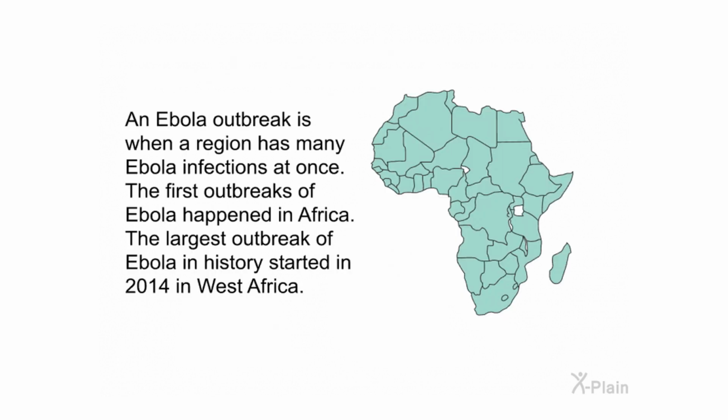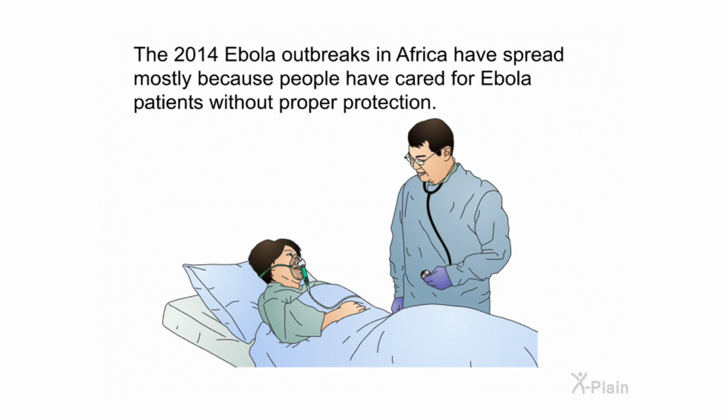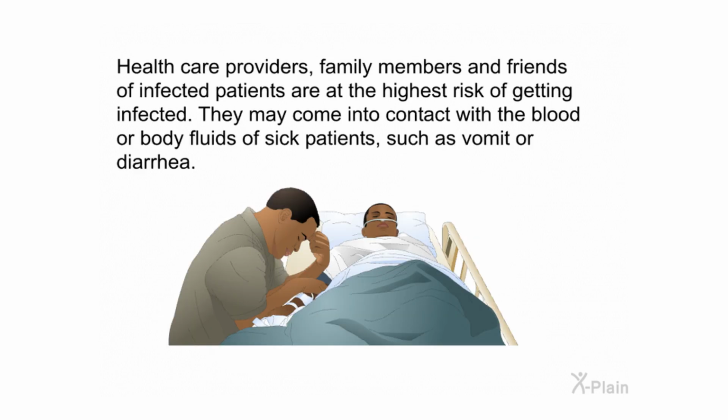An Ebola outbreak is when a region has many Ebola infections at once. The first outbreaks of Ebola happened in Africa. The largest outbreak of Ebola in history started in 2014 in West Africa. The 2014 Ebola outbreaks in Africa have spread mostly because people have cared for Ebola patients without proper protection. Healthcare providers, family members, and friends of infected patients are at the highest risk of getting infected. They may come into contact with the blood or body fluids of sick patients, such as vomit or diarrhea.